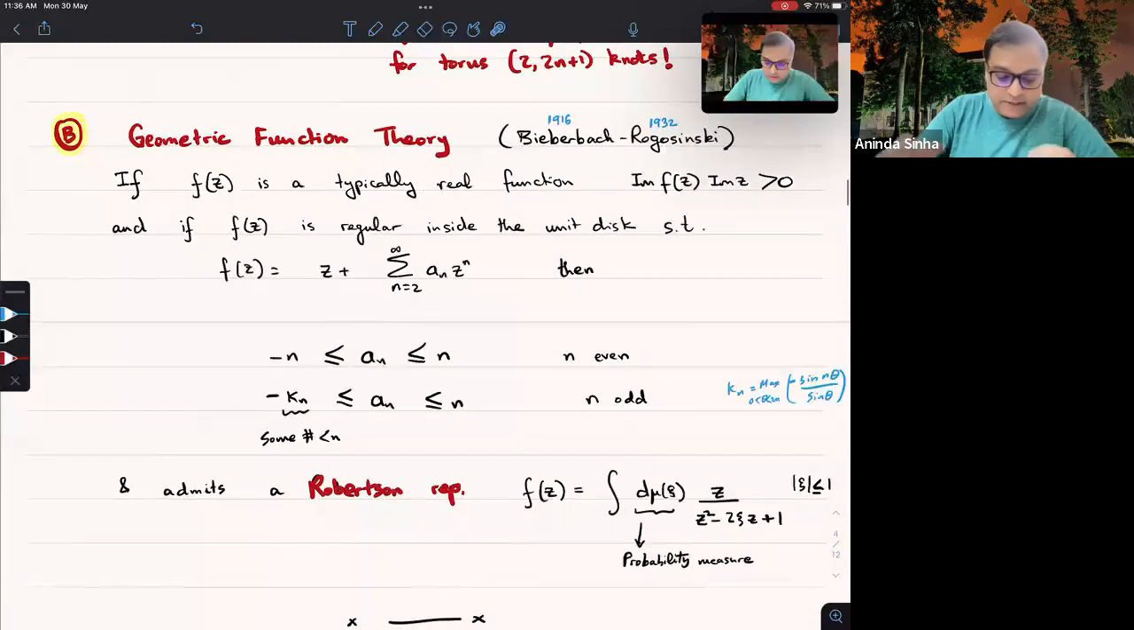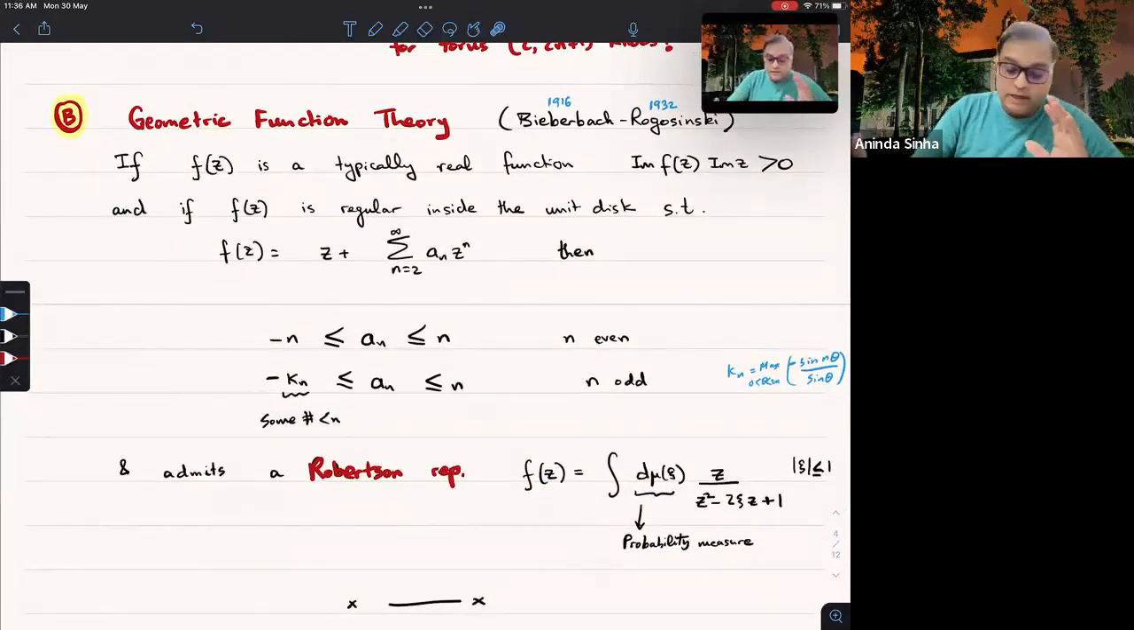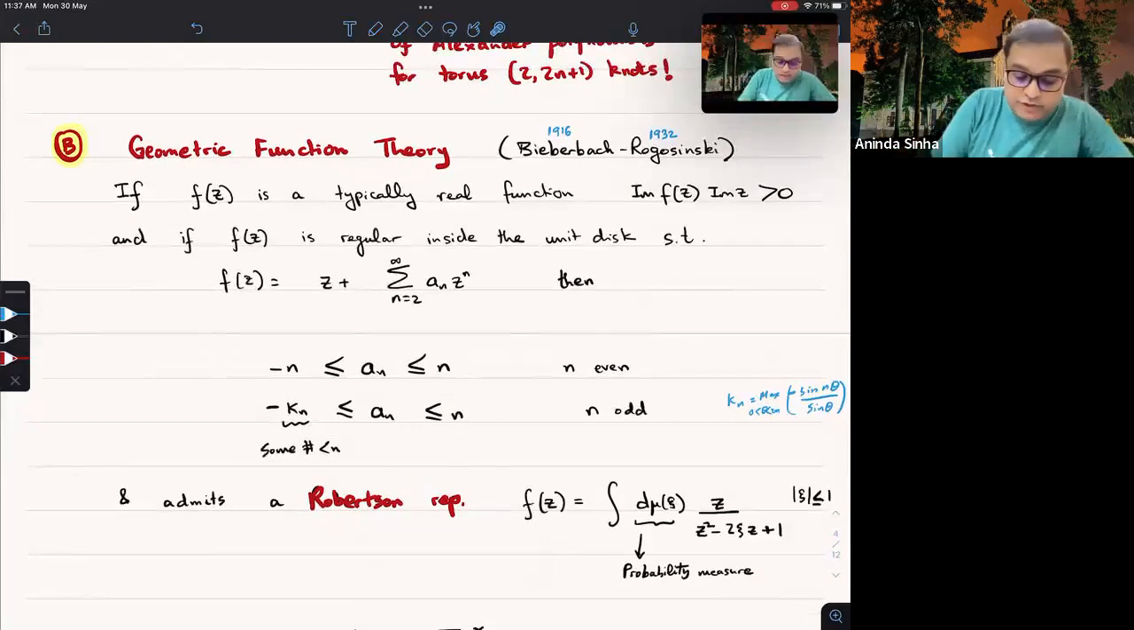Okay, so the final piece that I will require, to connect up with the Bieberbach-Rogosinski, so this geometric function theory story that we developed last year, is just a few lines about the Taylor expansion coefficients of a certain class of functions. So you might have thought that we are interested in bounding Wilson coefficients. From the mathematical side, what can we use? One thing that we can use is what is called a typically real function, or a Herglotz function. So f of z is a typically real function or a Herglotz function if it satisfies this condition: the imaginary part of f of z times the imaginary part of z is bigger than 0.